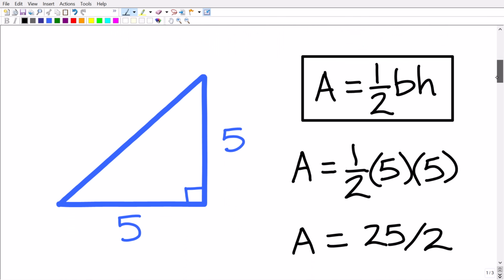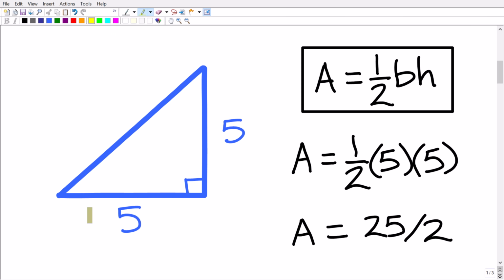Now, most people would say, well, we have a triangle here. Its base is 5 and its height is 5. So we want to use the formula for the area of a triangle. And of course, that is area is equal to 1/2 base times height. So all we have to do is plug our information into our formula to find the area.